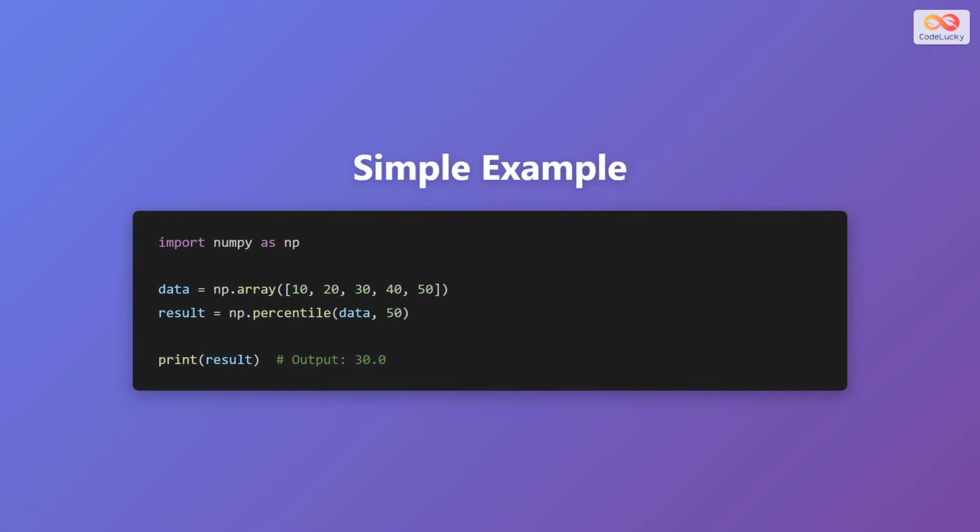Let's look at a simple example. We import NumPy as np, then create an array with values 10, 20, 30, 40, and 50. We calculate the 50th percentile, which is the median, by calling np.percentile with our data array and 50. The result is 30.0, which is the middle value of our dataset.